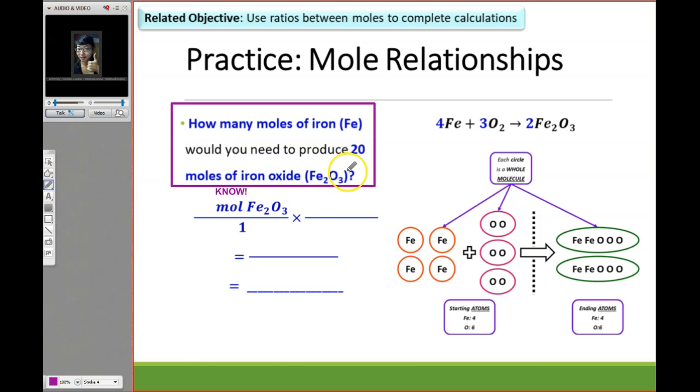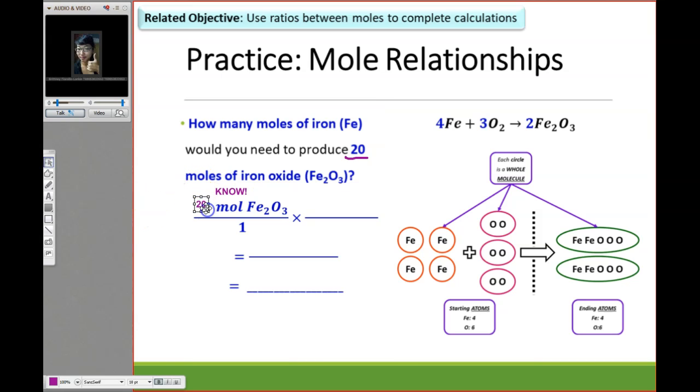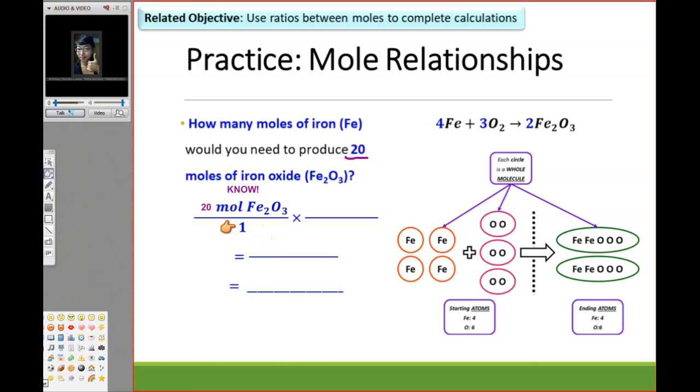Yeah, exactly. We already know that we're starting out with 20 moles of iron oxide. So I'm going to start with what I know, 20 moles of iron oxide, and make it into a fraction by putting it over the number 1. Remember, you start out with what you know, and you put it over the number 1 to put it into fraction form. In the chat box, please give me a car if that makes sense.